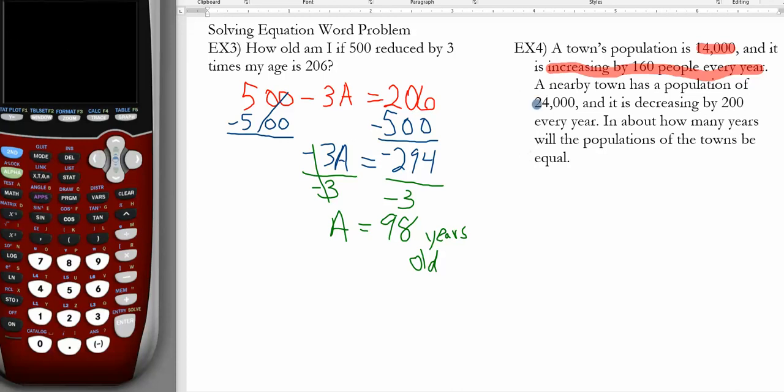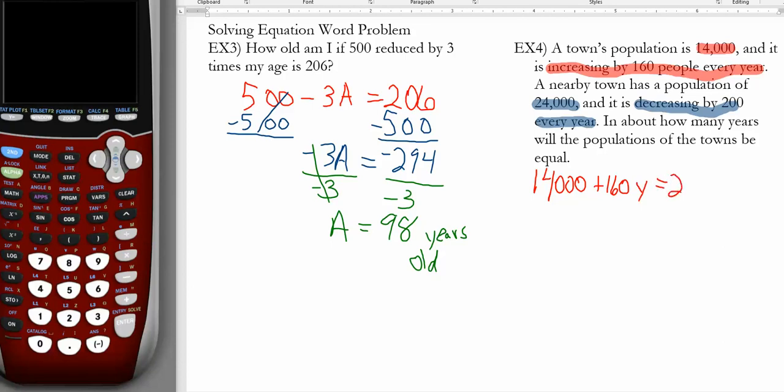And then we've got 24,000 decreasing by 200 every year. So that's going to be our second half of the equation, because we have two separate towns, two sides of the equation. So starting off, we have 14,000. And if it's increasing, we're going to add 160. Now the 160 is contingent upon that it's every year, so we need to have the variable y equals.